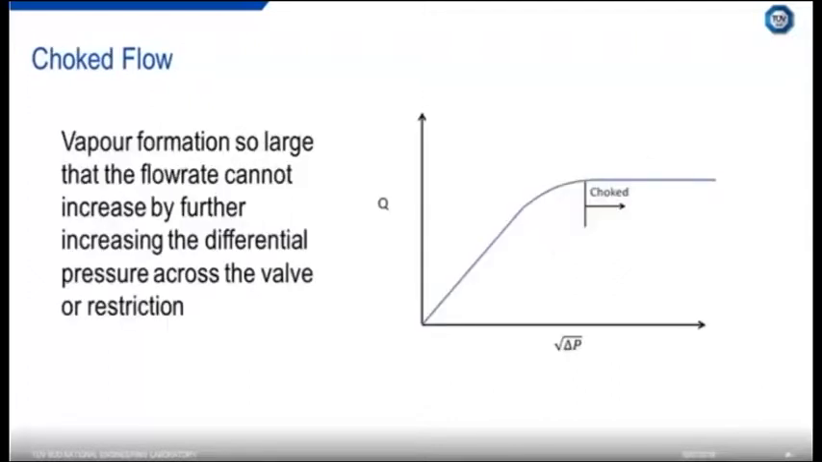Choke flow is another term that's quite important. The choke flow is where you get vapor formation within the valve that is so large and so excessive that you don't get any further increases in flow rate by increasing the differential pressure across the valve. So the little graph here is a good illustration of this. It's got flow rate on the y-axis, you've got the square root of the differential pressure on the x-axis. Under normal, non-choked conditions, this relationship is a linear straight line. As you start to get vapor formation within the valve, this line starts to taper off, and eventually you'll reach what's known as the choked flow rate. So you get no further increase in flow rate with increasing differential pressure.